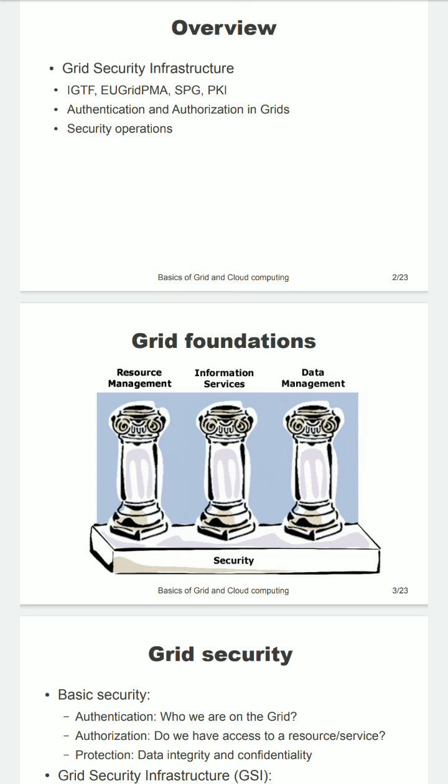So the technology which is used for grid security is authentication and authorization checking. In authentication, we will take care of who we are on the grid. That means the person who is using the grid gives the information.